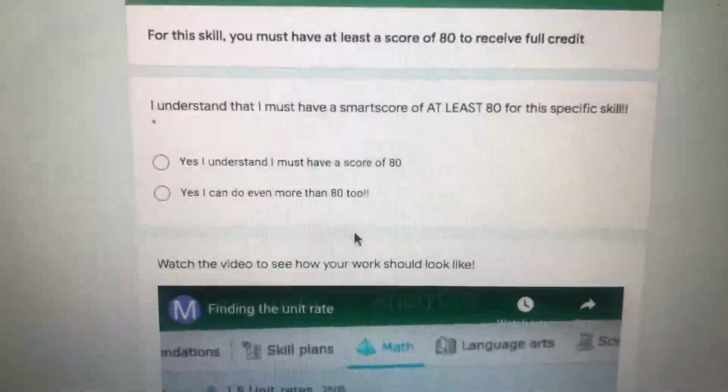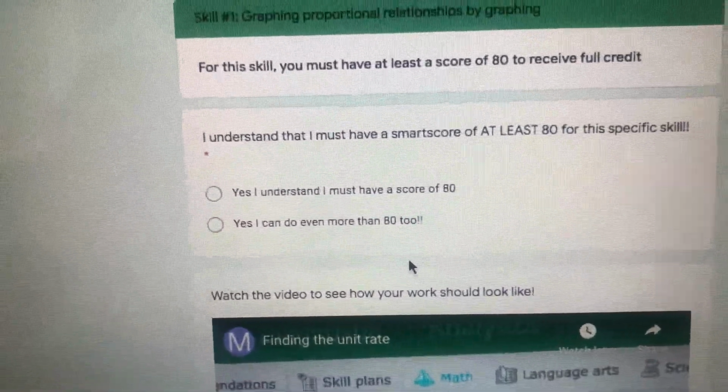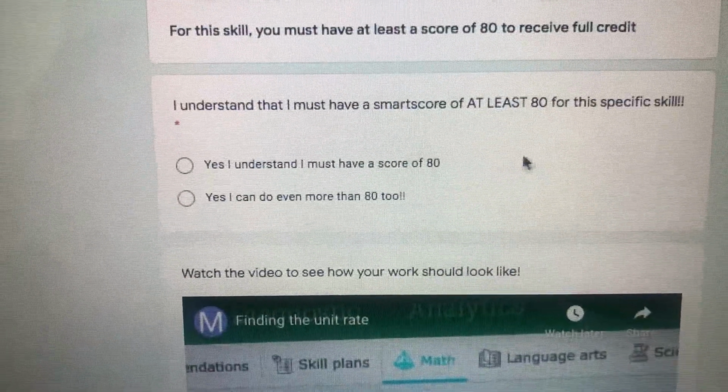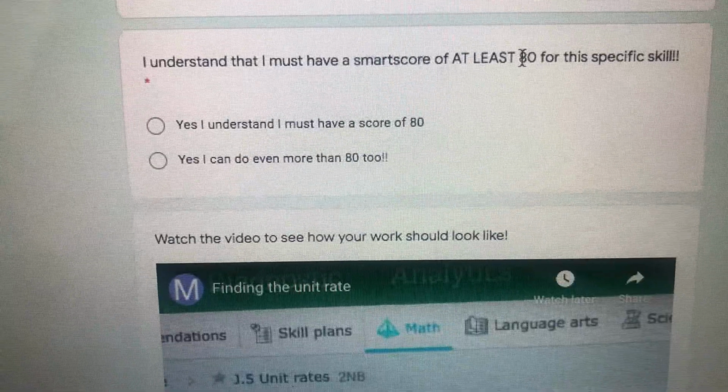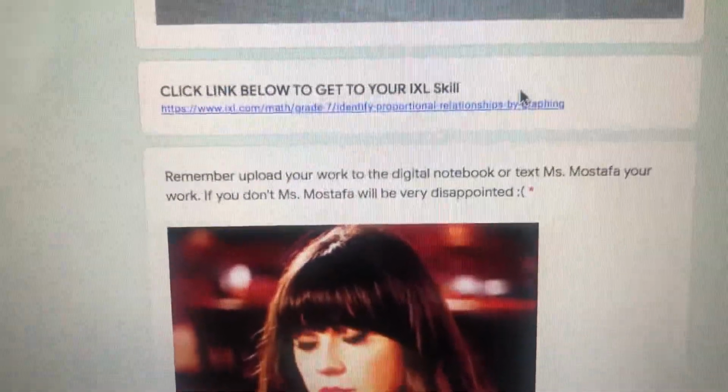Okay, so today's skill, you need to get at least a score of 80. Now if there's an issue with that, like you're really struggling to get a score of 80, just call me and let me know and I could help you out here. So let's get to the skill.